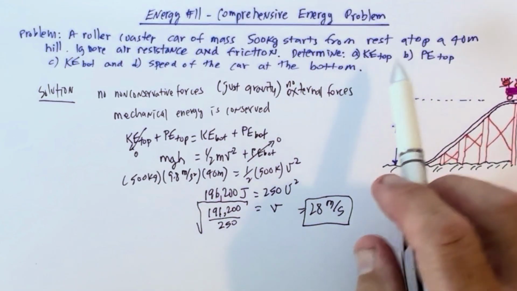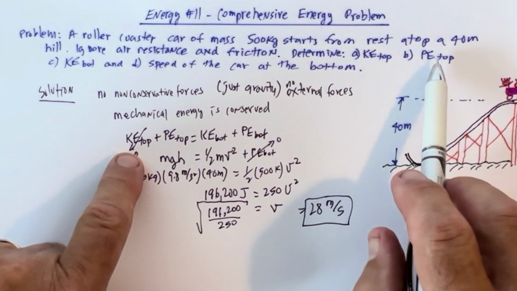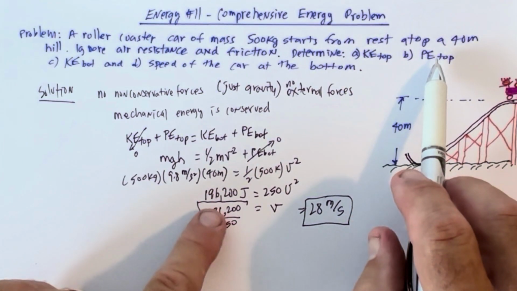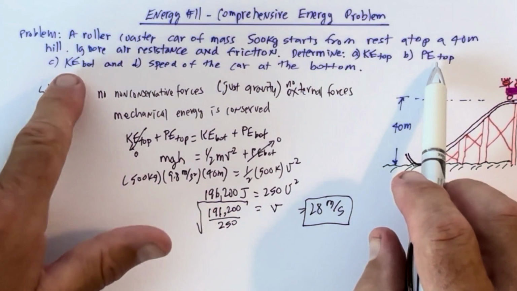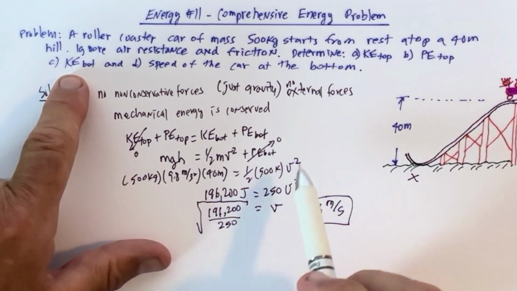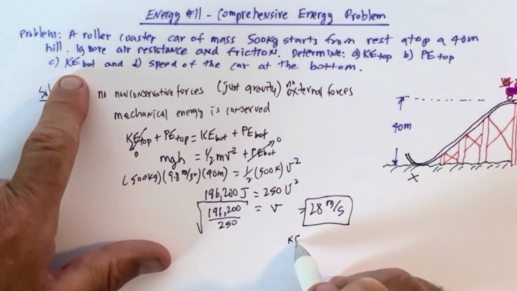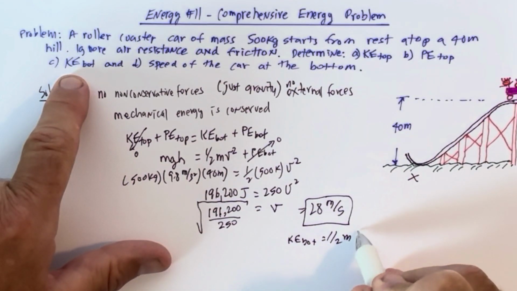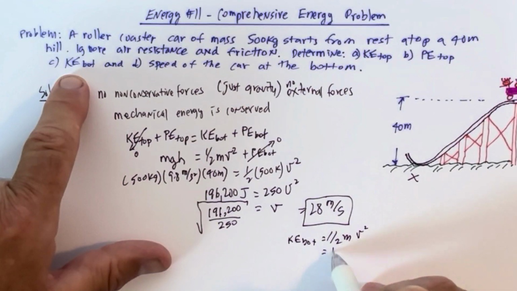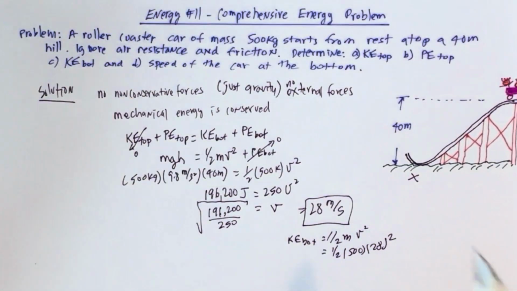So let's see if we can answer these questions. Kinetic energy at the top was 0. We just said that. Potential energy at the top was 194,200 joules. The kinetic energy at the bottom we can calculate. Kinetic energy at the bottom is 1/2 m v squared. That's 1/2 times 500 times 28 squared. I'll just do that.